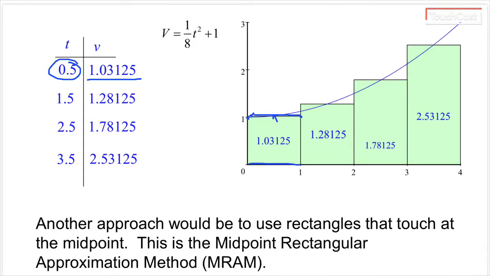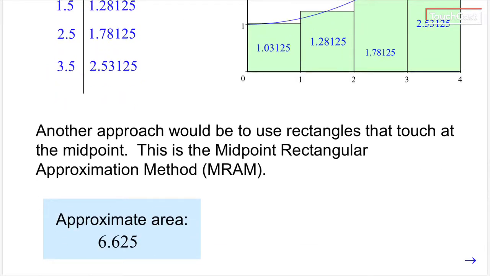So here, I've got a little overage here and a little underage here. I might decide that that's going to be a better choice for my rectangles because I'm going to have maybe a closer estimate. We'll talk more later about which method to choose, but just know that this is called the midpoint rectangular approximation method, or MRAM. And as you might guess, that turns out to be an approximation that is between the RRAM and LRAM approximations that we got.